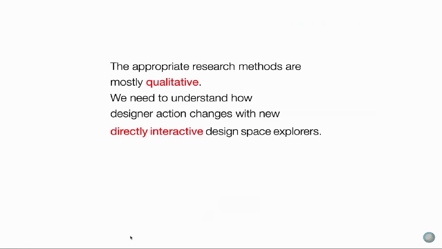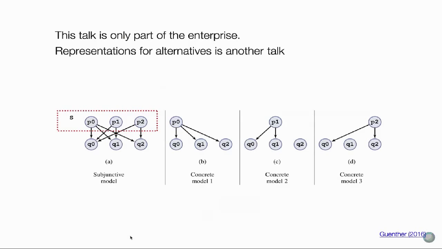Methods for this are mostly qualitative. Quantitative studies, and we've designed a whole bunch of them, are unconvincing at this stage. The qualitative studies tell us how people use the systems, and how they connect back to creative work in ways that help us go forward. This talk is, of course, only part of the enterprise. Representations for alternatives are another task. There's a lot of work, for example, to do getting a single parametric model to represent multiple alternatives directly in the model, although Gunther in 2016 in his thesis gave a good idea for how that could be done.